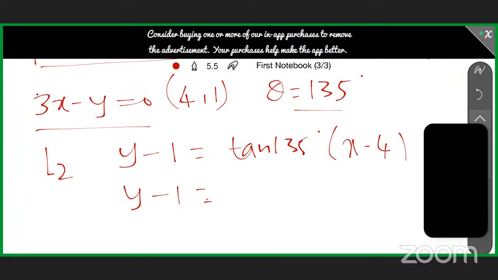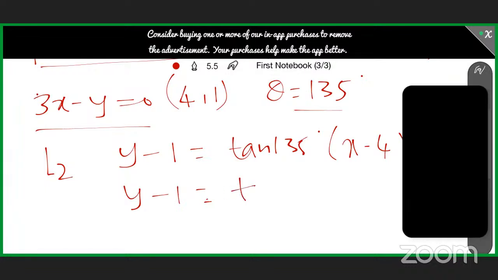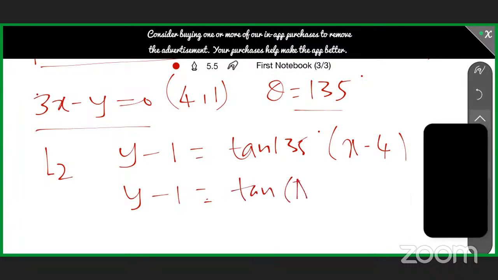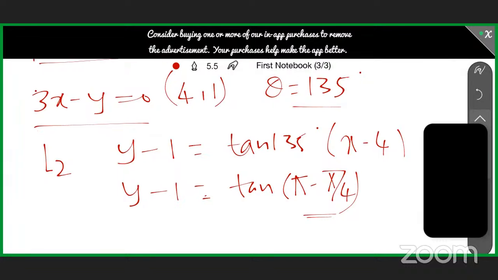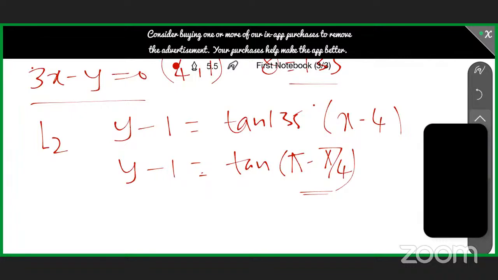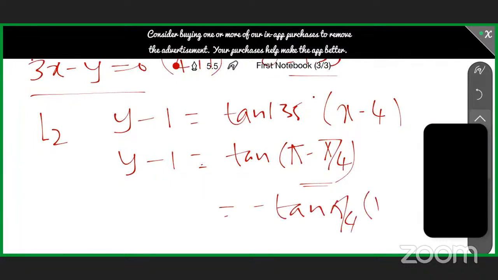What will be the value of tan 135 if you use the ASTC rule there? -1. Very good. It will become tan of pi minus pi by 4, which is 180 minus 45. So pi minus pi by 4 is in the second quadrant, so it becomes minus tan pi by 4, and tan pi by 4 is equal to 1. Therefore, it is minus 1.